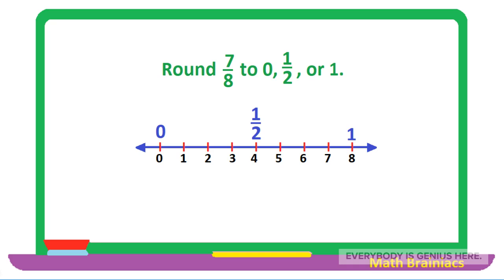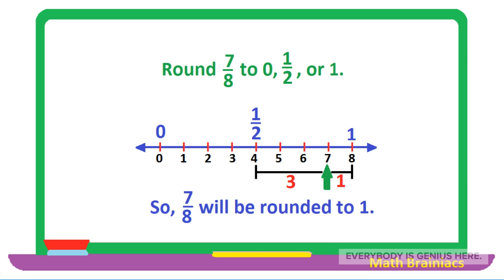Half of 8 is 4, so we are going to place 1/2 on top of 4. Number 7, which is the numerator, is 1 portion apart from number 8 and 3 portion apart from 1/2. Therefore, it is closer to number 8, which is the whole thing. Correspondingly, 7/8 will be rounded off to 1.